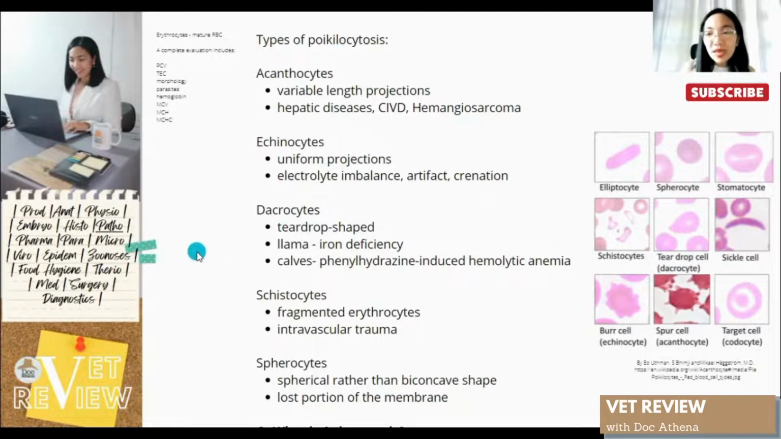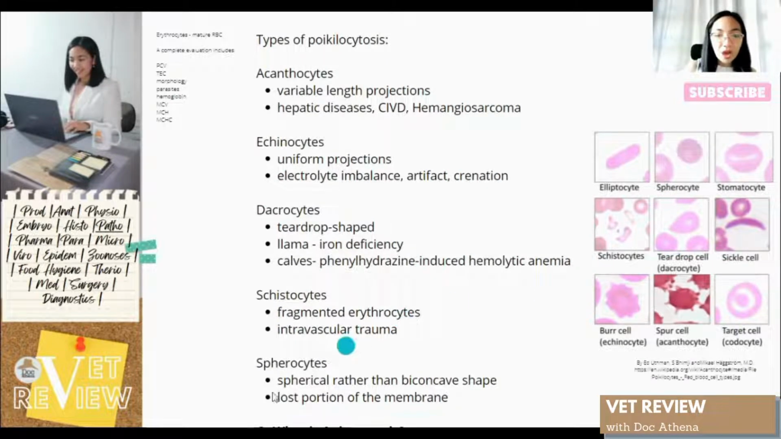Now let's proceed to dacrocytes. Do we have a dacrocyte here? Yes, here, the teardrop cell. In llamas, these are usually associated with iron deficiency, and in calves, this is associated with phenylhydrazine-induced hemolytic anemia. Okay, schizocyte. I think here we have a schizocyte. These are fragmented erythrocytes, and this is usually associated with intravascular trauma.